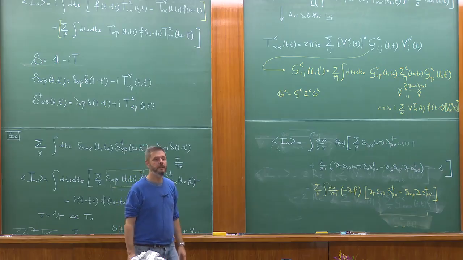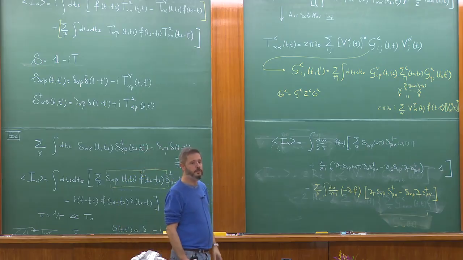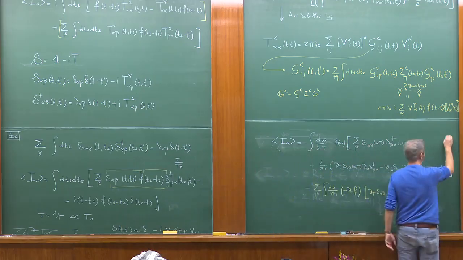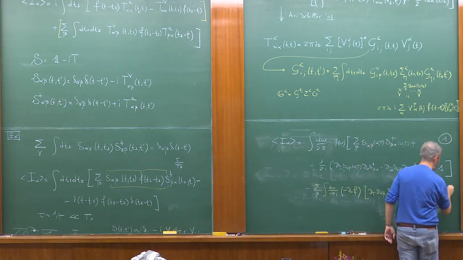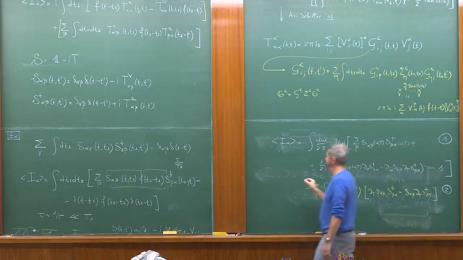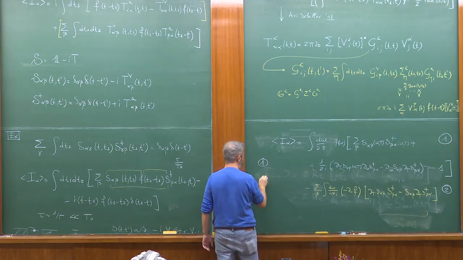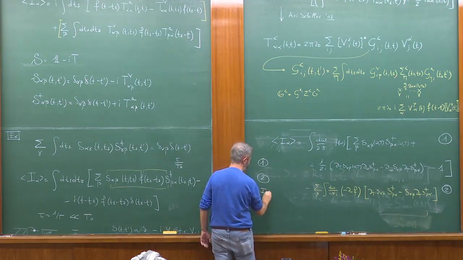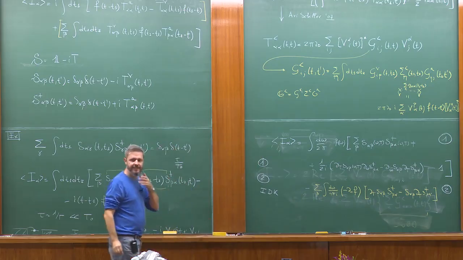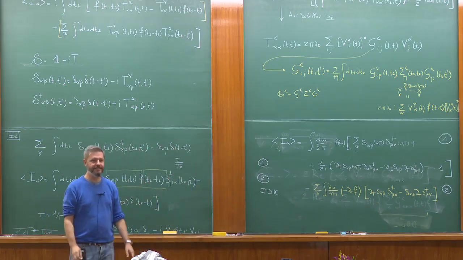Sorry? Which one should be there? So let's do this. 1, 2, oops, I should not write here. So you have 3 possibilities. 1, 2, I don't know. So which one do you choose?